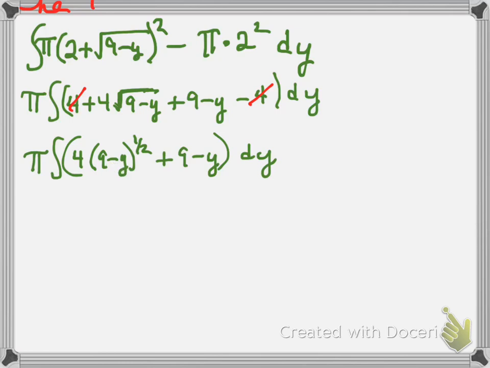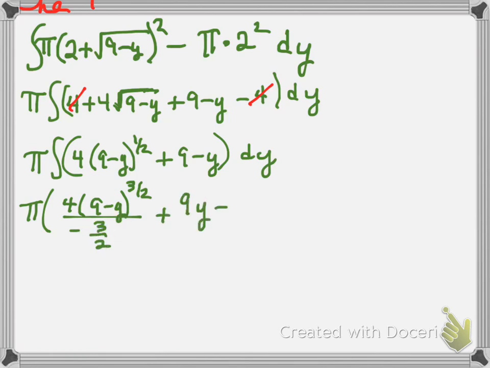So the integral is going to be, I'm going to have my pi out here, 4 9 minus y, add 1 to the half, and you get 3 halves. So I need to divide by 3 halves, and I also need to divide by a negative to adjust for basically backwards chain rule. If I was doing a derivative, I would multiply by negative 1. I'm going backwards, so I'll divide by a negative 1. All right, next term is going to be 9y, and the last term will be y squared over 2.